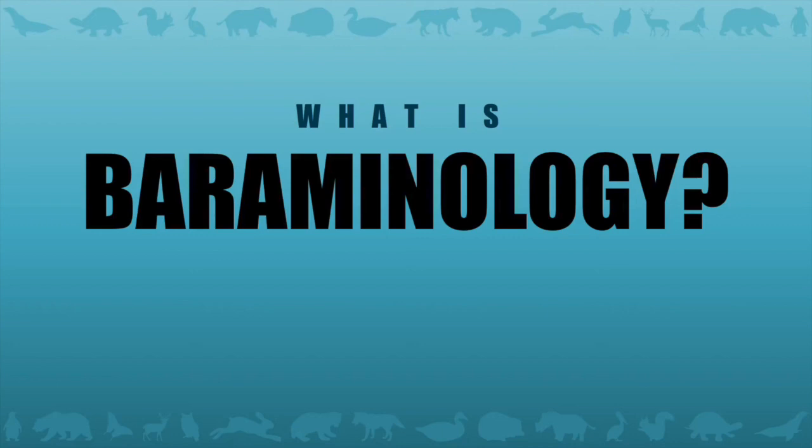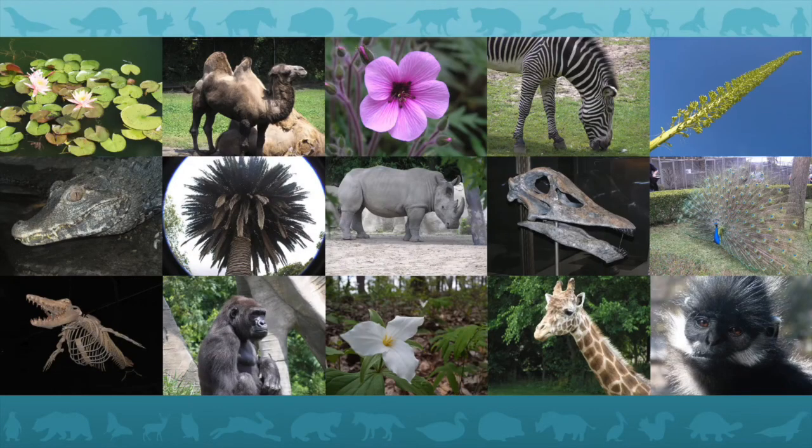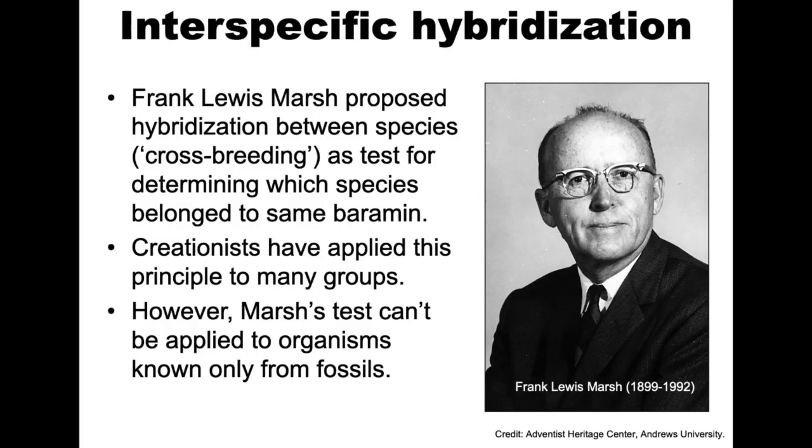Baraminology is the young Earth creation version of paleontology and taxonomy mixed together to find what a created kind really is. The initial rules first came out with Frank Lewis Marsh, who proposed hybridization between species and crossbreeding as a test for determining which species belong to the same baramin. Creationists have applied these principles to many different groups. Today we've added domestication, so we can see the vastness of how diverse a species can get.